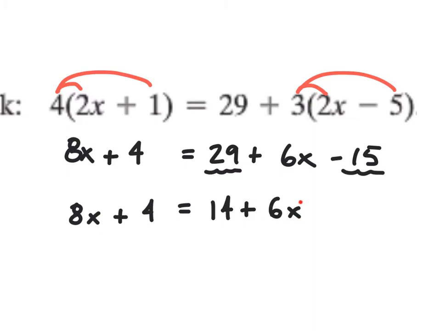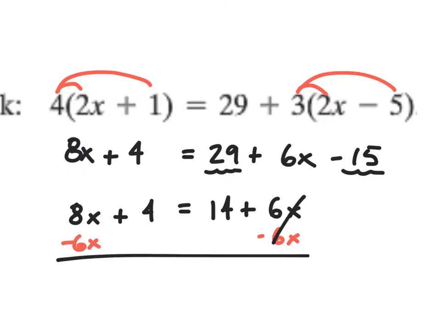So I would move my 6x over to the other side of the equal sign. So let's do that first. I'm going to subtract 6x from both sides. Okay, that's going to cancel out here. And then I have 8x minus 6x, which gives me 2x, plus 4, and that's equal to 14.